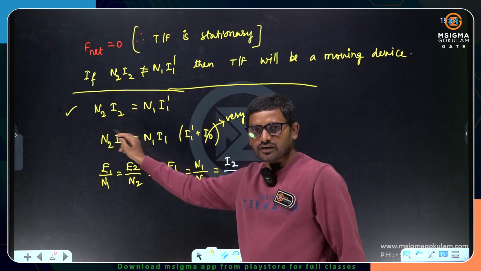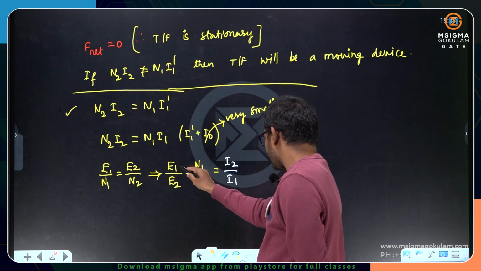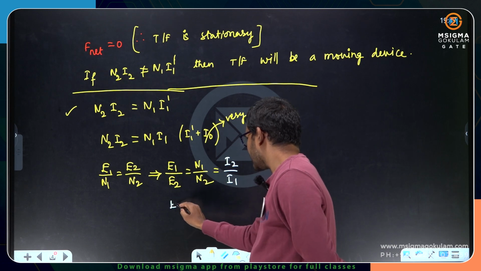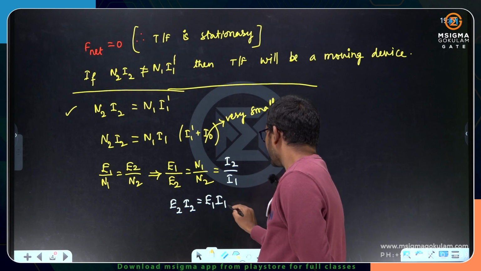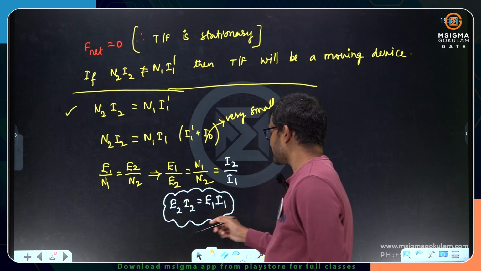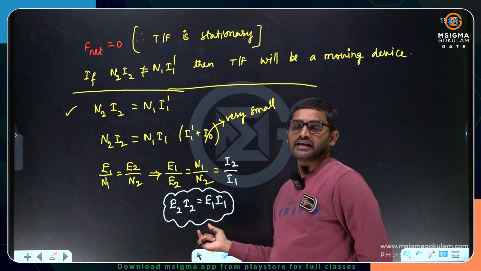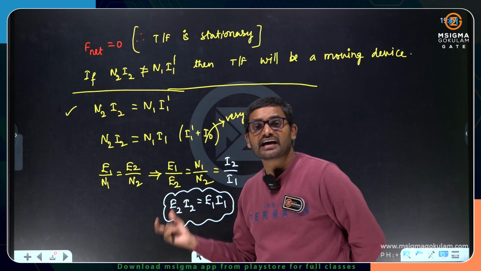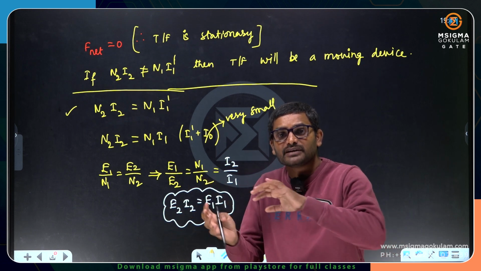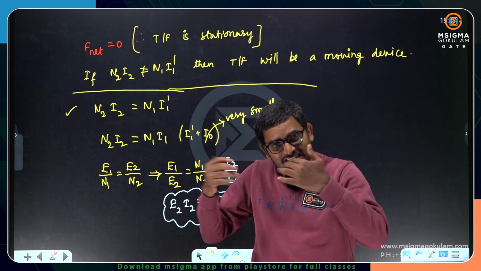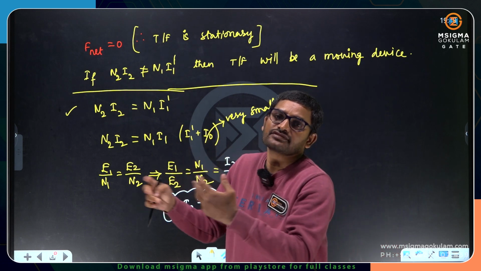This is because magnetomotive forces are equal and opposite. Now if I cross multiply E1 and I1, I will get E2 I2 is equal to E1 I1. What does it mean? This is the power received by the secondary and this is the power at the primary. The power at the primary and the power at the secondary are equal. In a transformer, whatever power is received by the primary will be transferred to the secondary. So the secondary is receiving the power from the primary without any loss.